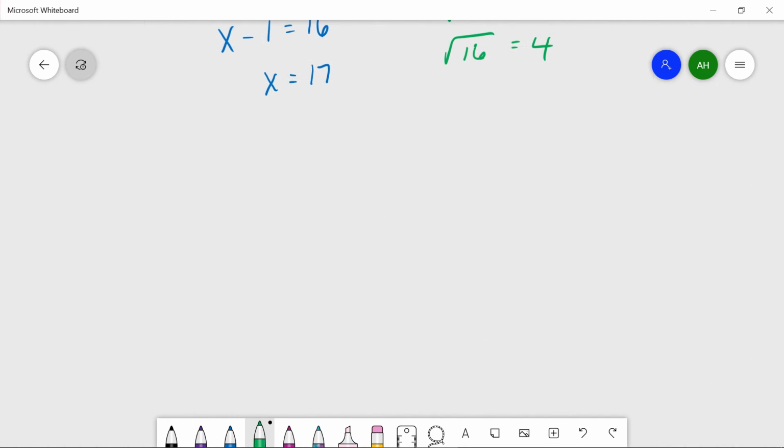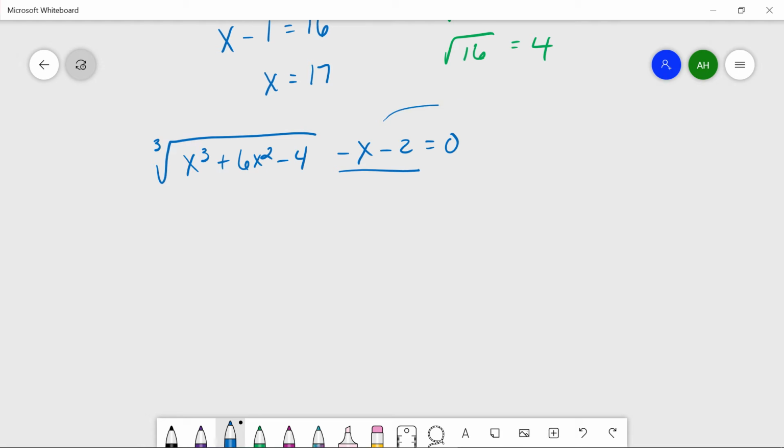Now I want to give you one and have you turn off the video and try this yourself, and then come back on and finish watching. We're going to do a cube root: the cube root of x cubed plus 6x squared minus 4 minus x minus 2 equals 0. You're going to need to take these two items here and move them to the other side, and then you're going to want to cube both sides. Why don't you give it a try on your own and then turn the video back on.